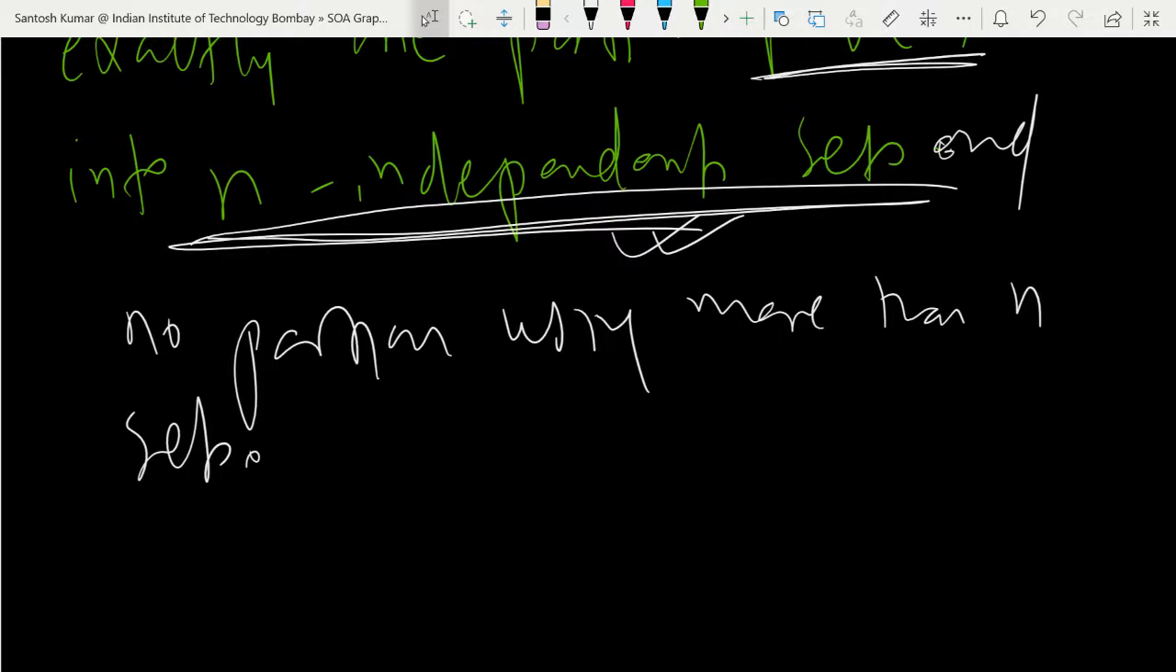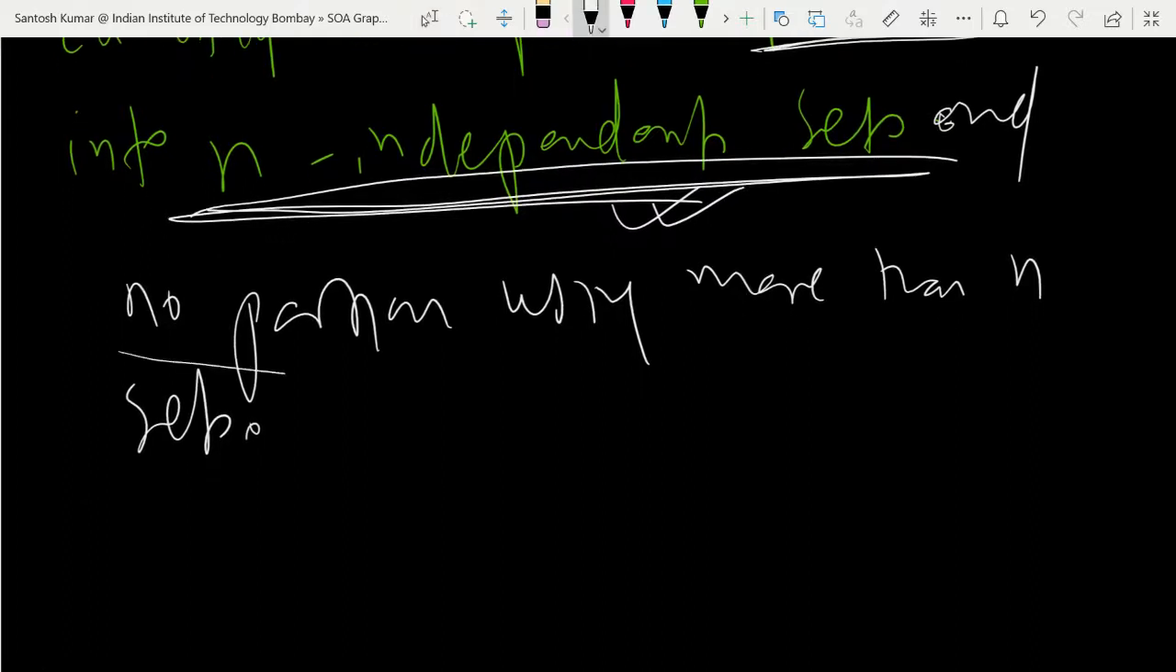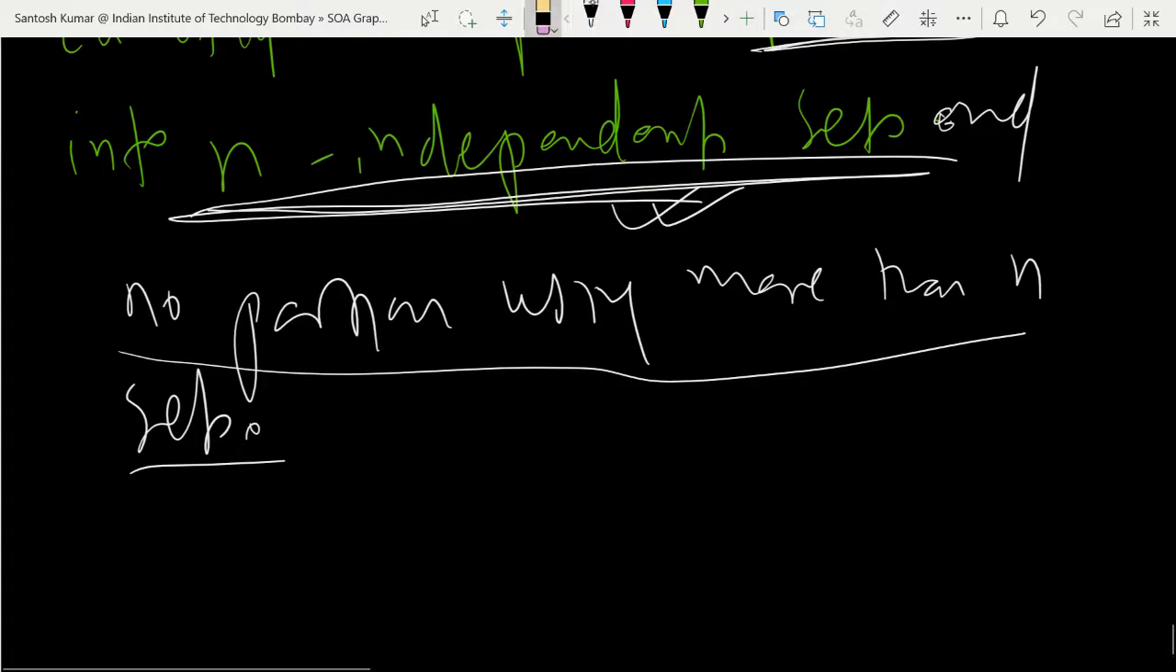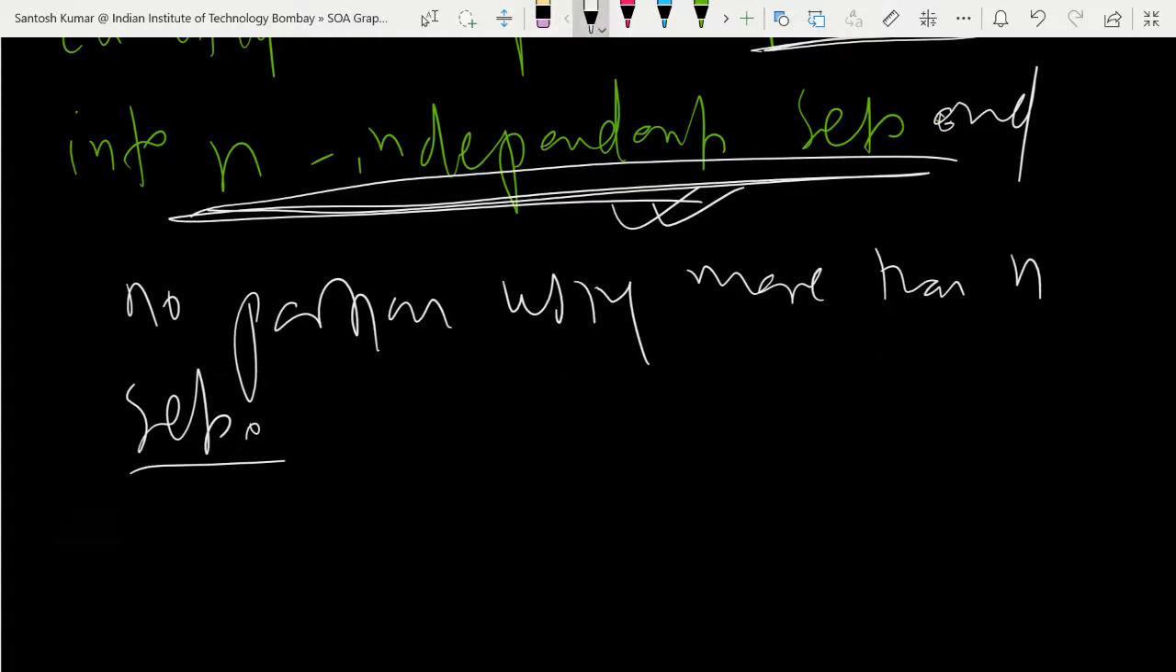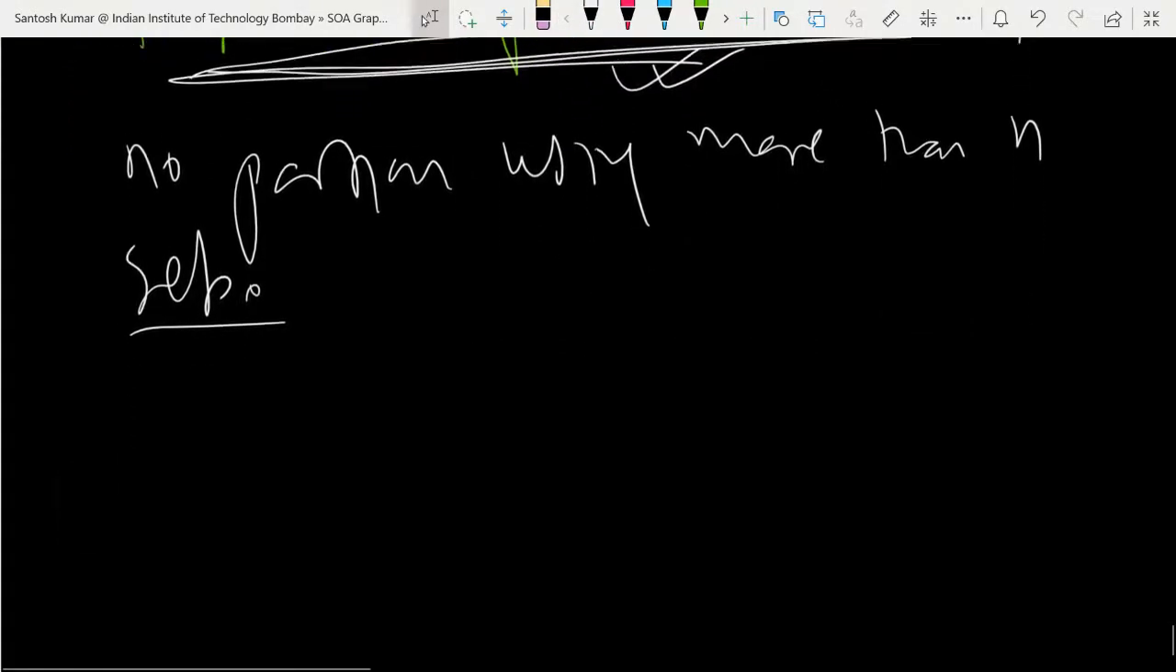sets. Can you partition that? No, then something will be empty. The vertex set has n vertices, n elements. You want to partition the vertex set into n plus 1 sets. So you cannot do that unless there is an empty set. But we want all non-empty. So that's why they're saying no partition using more than n sets, right? So that's why.